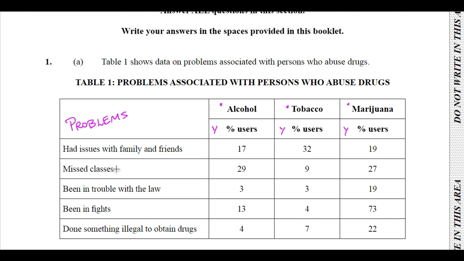Given the missed classes, we can consider that this may include persons who are school age. So just make a little note to yourself. Maybe this included. They didn't say, but it could be. So let's take a look at the numbers.